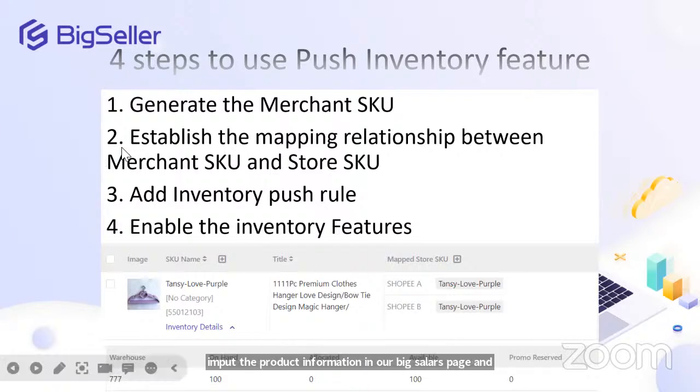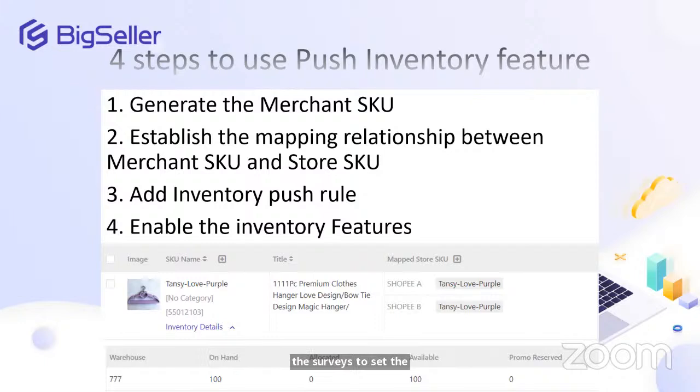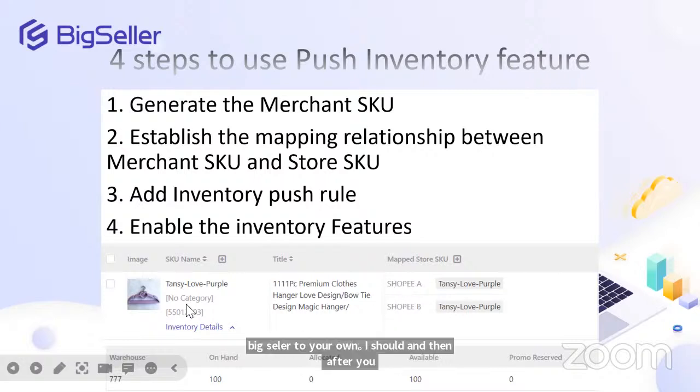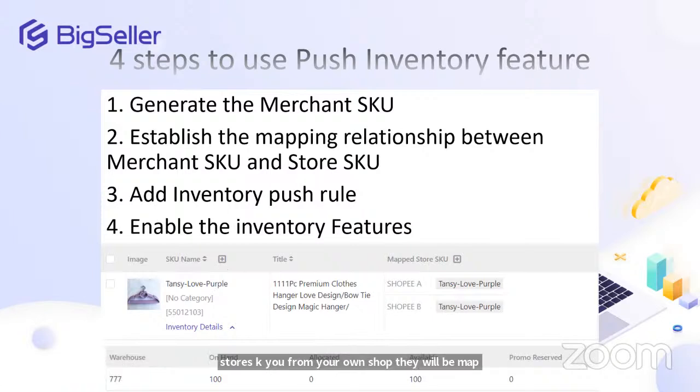And the second step is you need to establish the mapping relationship between the merchant SKU and the store SKU. You need to finish the mapping. And the third step is to set the push rule. Actually, the third step is the most important one for you to push the inventory in our Big Seller to your online shop. After you set the push rule, the store SKU from your online shop will be mapped together and share the same stock of this merchant SKU. So this step is the most important one, actually.